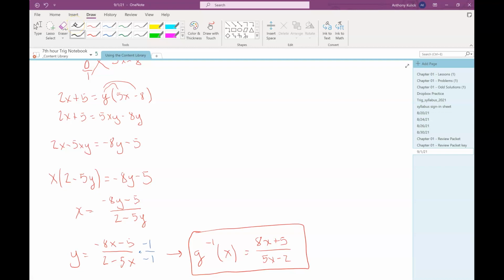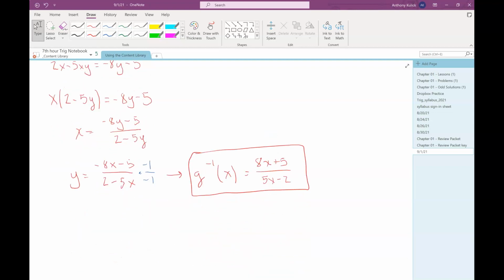Okay. Let's do another. FGH, I think, right? All right. First step, what do I do? Just rewrite it with a y, right?